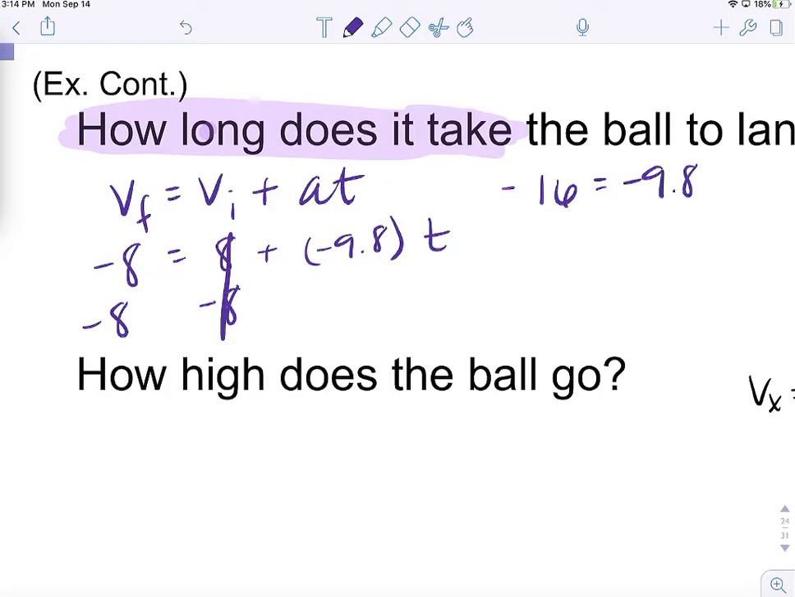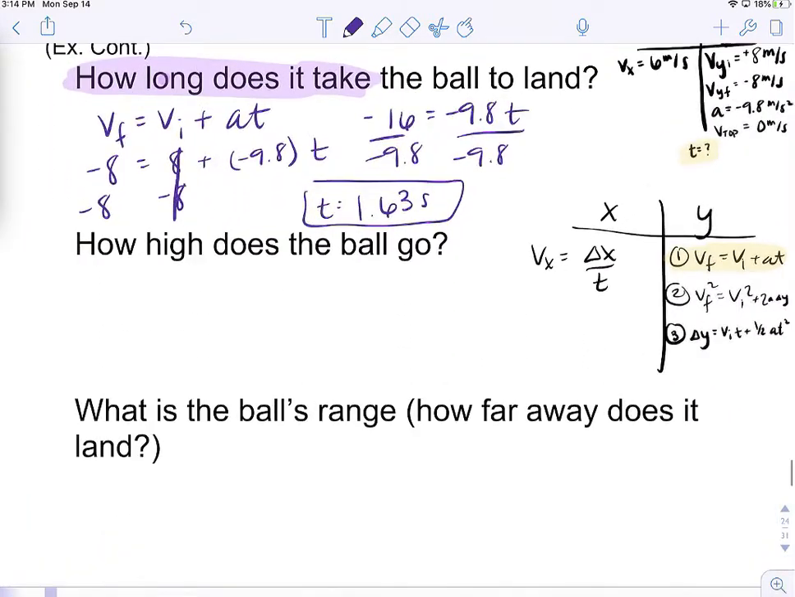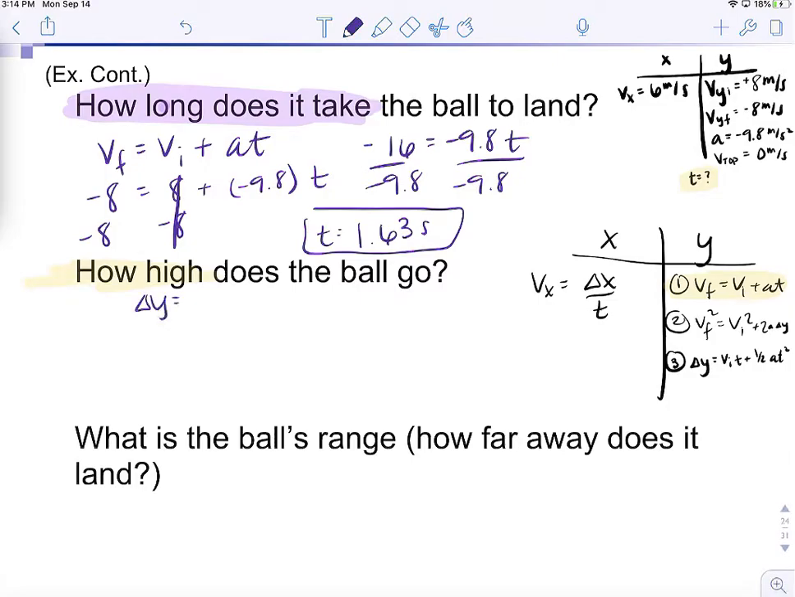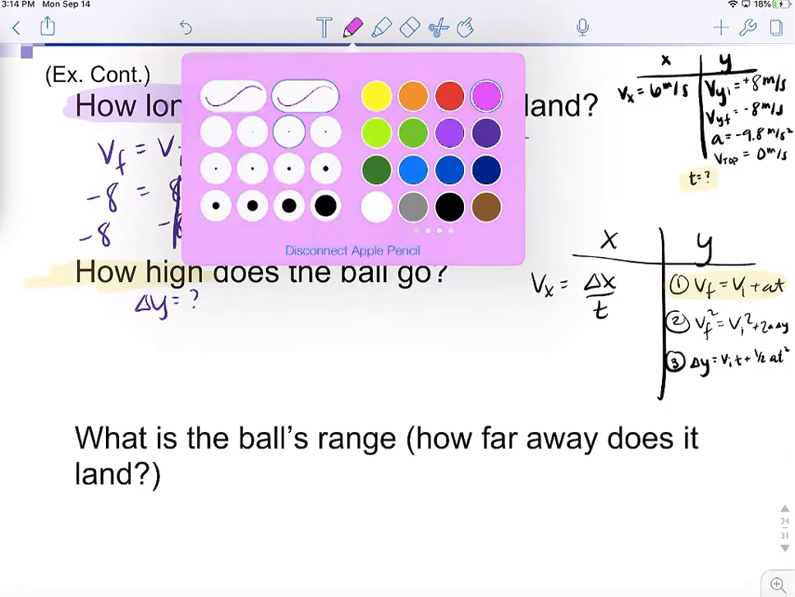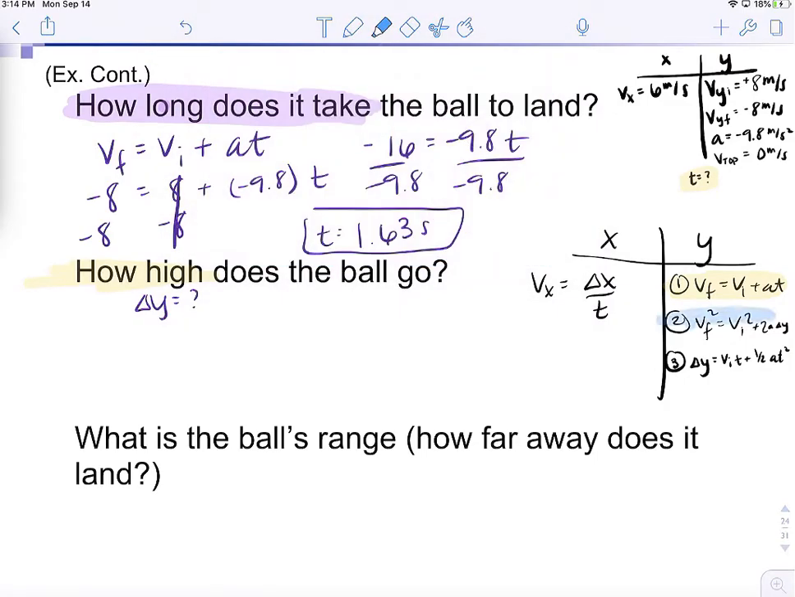-16 equals -9.8 times time, but then I'm going to divide. Time equals about 1.63 seconds. So now, how high does the ball go? I am now looking for delta y. And me personally, I would use this second equation to solve for it.